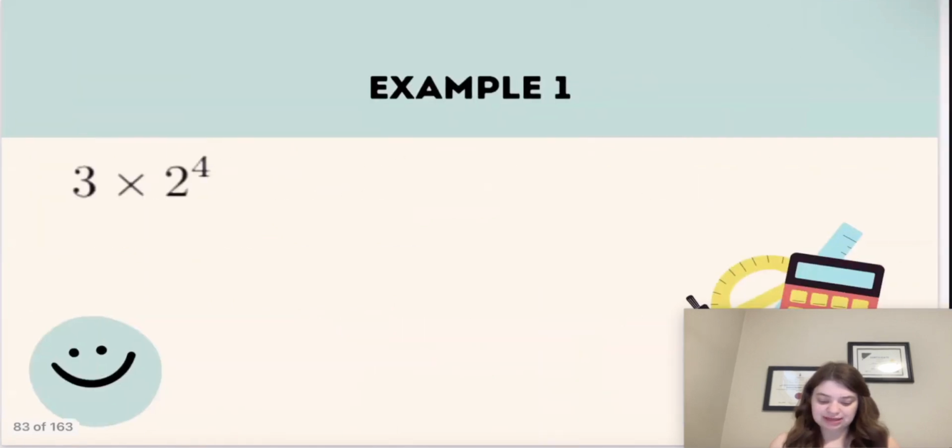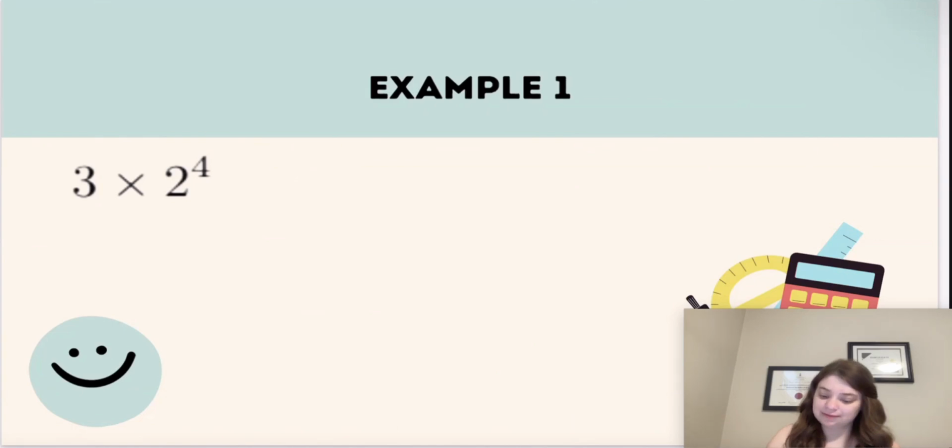So this first one says 3 times 2 to the power 4. So the question is, should I multiply the 3 by 2 first and then take the result to the power 4? Or should I find 2 to the power 4 and multiply the result by 3? Well, the order of operations will tell us.